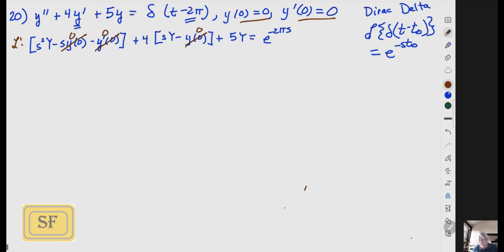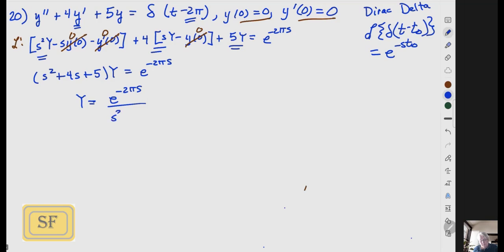And that leaves me, on the left side, with three terms, all containing Y. I get s squared plus 4s plus 5 times Y equals, on the right side, e to the negative 2 pi s. And then solve for Y. I get e to the negative 2 pi s over s squared plus 4s plus 5, and we'll apply the inverse transform.